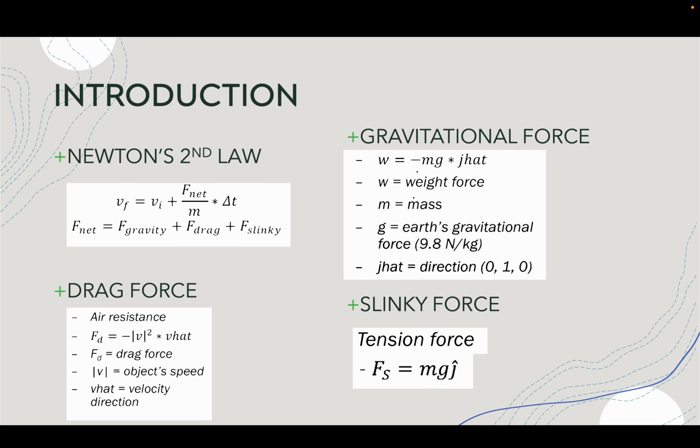Some of the key concepts we're going to talk about are, first of all, Newton's second law, which we can derive from the velocity formula. The net forces acting on the system are gravity, the drag force, and the force of the slinky itself. First, the drag force, which is basically the air resistance, equals the negative of the object's speed squared times its direction. We also have our gravitational force, which is minus mg in the direction of y positive. And we have our slinky force, which turns out to be the tension force of the slinky itself, which I'm going to explain later.